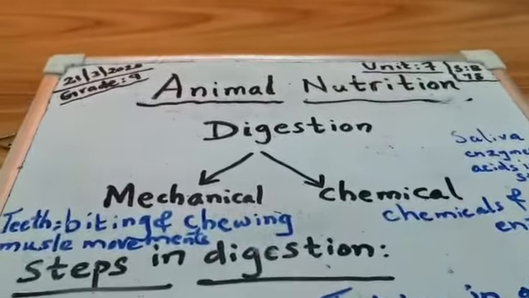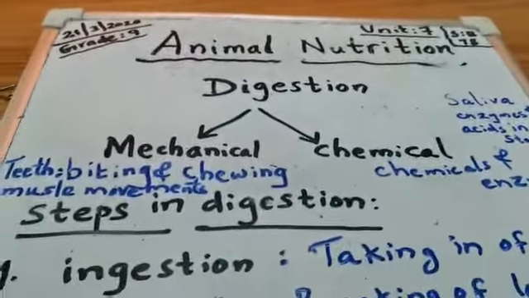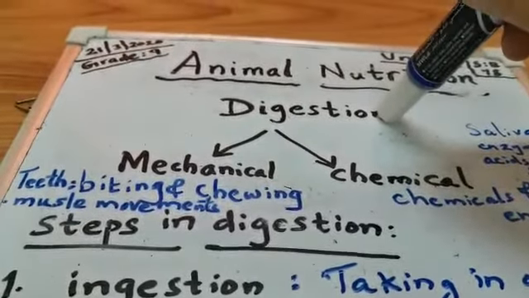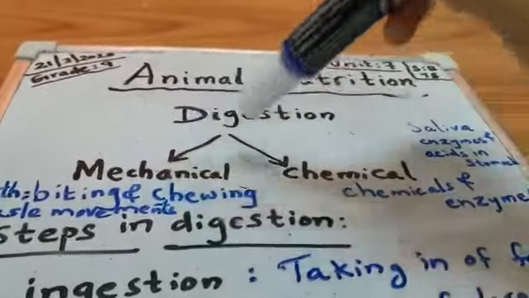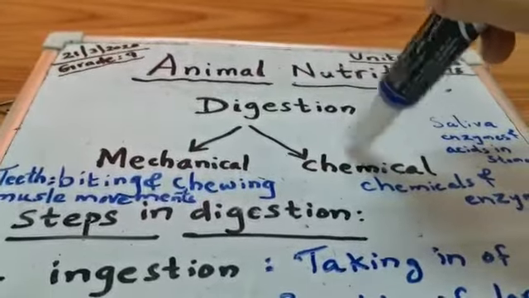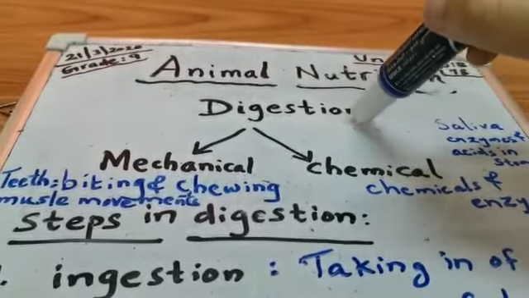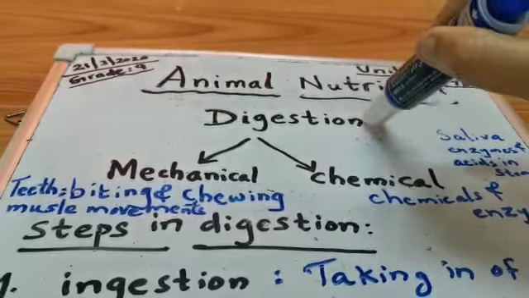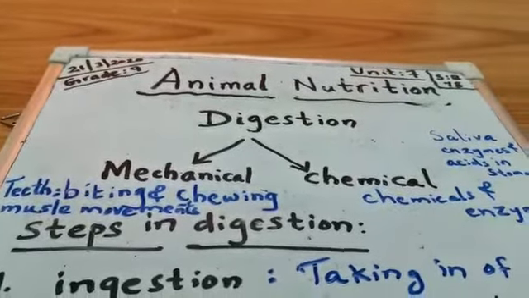Hi children. Now I'm going to discuss digestion. There are two types of digestion, mechanical and chemical digestion. Before that, we want to know the definition of digestion. What do you mean by digestion?